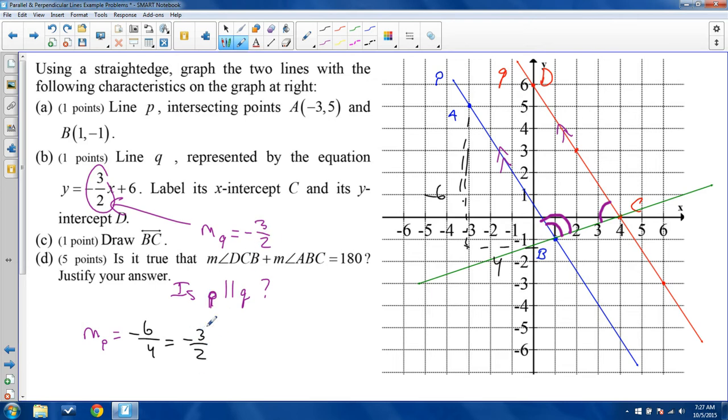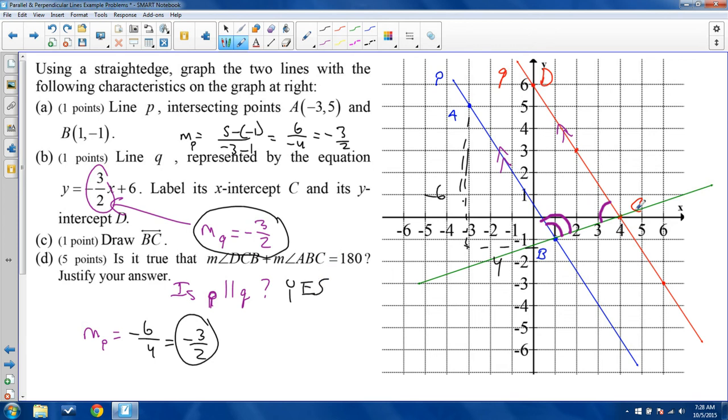It's awesome. Another way I could have found this is if I know the 2 points for A and B, which I do, -3, 5, and 1, -1. I'll do y2 minus y1 over x2 minus x1. That's 6 over -4, which is -3/2, either way. Because these two have the same slope, the lines are parallel. Because the lines are parallel, same side interior angles are supplementary. Because same side interior angles are supplementary, yes, measure of angle DCB plus measure of angle ABC equals 180 degrees.